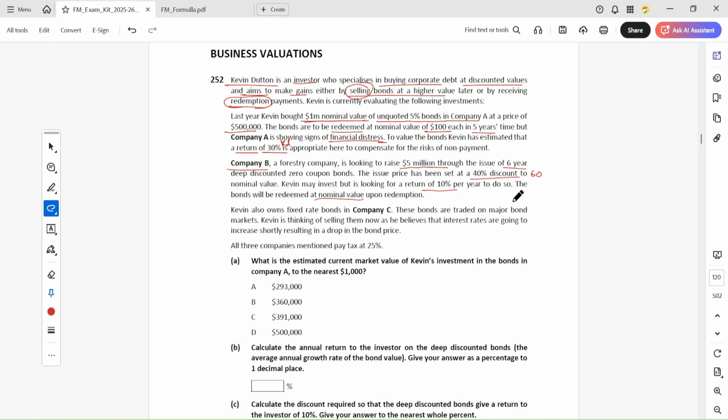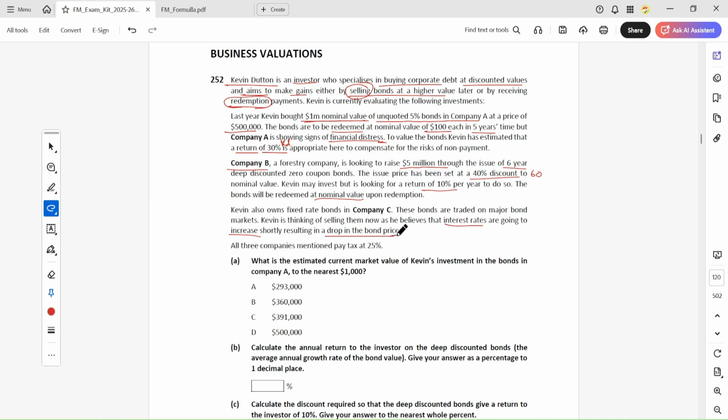Next, Kevin also owns fixed rate bonds in company C. These bonds are traded on major bond markets. Kevin is thinking of selling them now as he believes that interest rates are going to increase shortly, resulting in a drop in bond price.